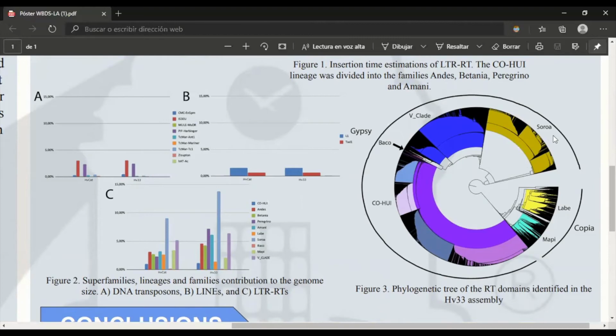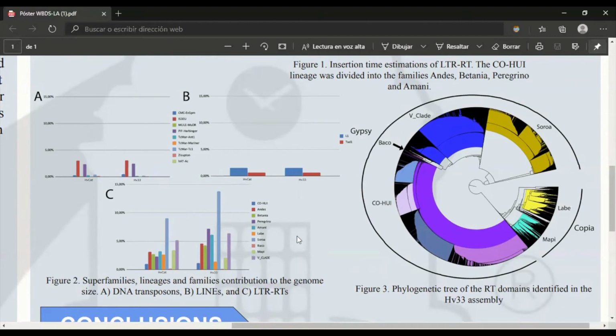in genome size. This can also be observed in Figure 2, where it can be seen that both Soroa and Cowie, noting that Andes, Betania, Peregrino, and Amani belong to this lineage, are the ones that present the greatest contribution in the genome size, with a 37%. All of these lineages belong to the LTR order and have a total contribution of the genome of about 50%.